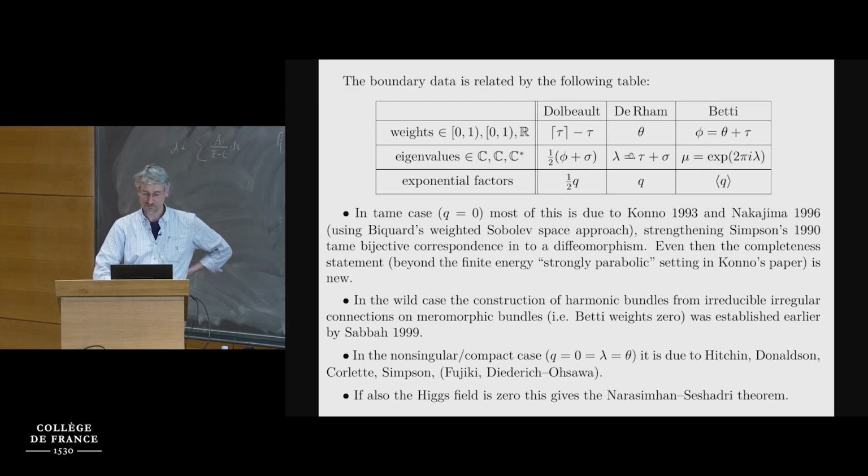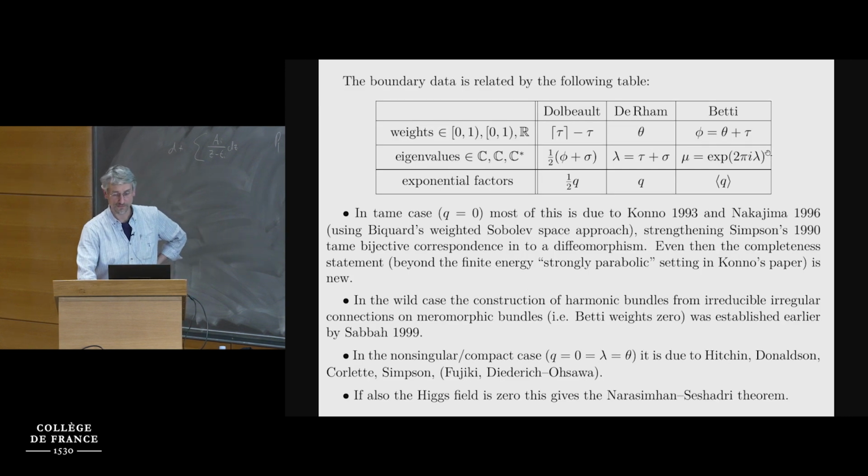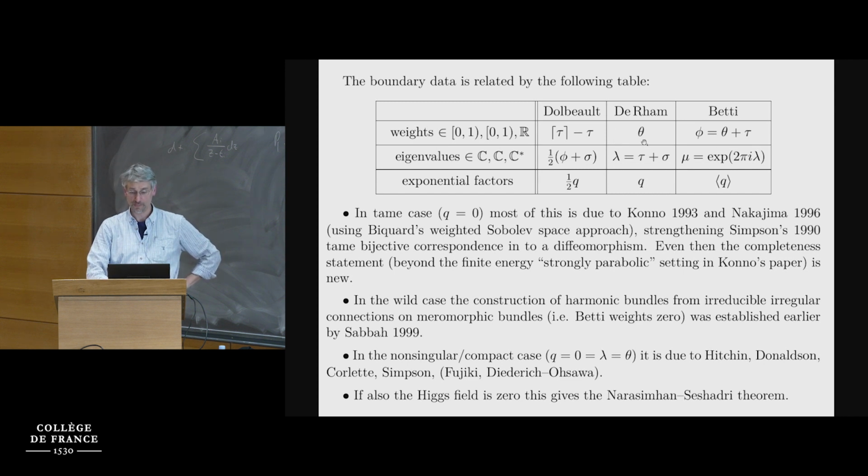So the rotation of the weights. The top part of this table, this is Simpson's table from his 1990 paper. There's basically a hyperkähler rotation from the Dolbeault to the de Rham picture. The main reason you need the parabolic weights there is that these get mixed up with the eigenvalues of the residues. So for instance, on the de Rham picture, the eigenvalue is this complex number lambda, and the real part of it is tau, and the imaginary part of it is sigma.